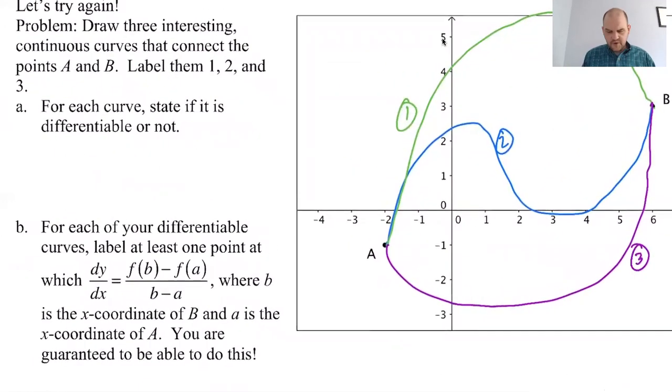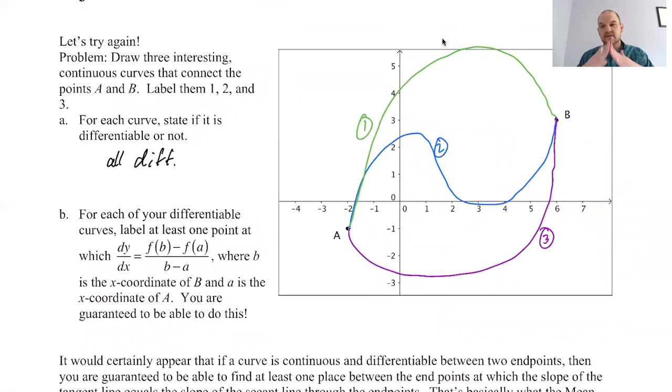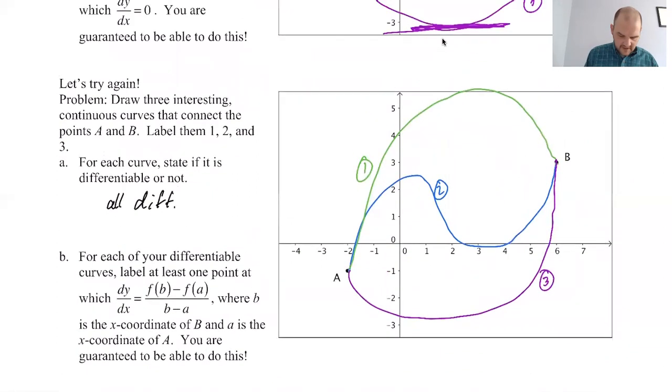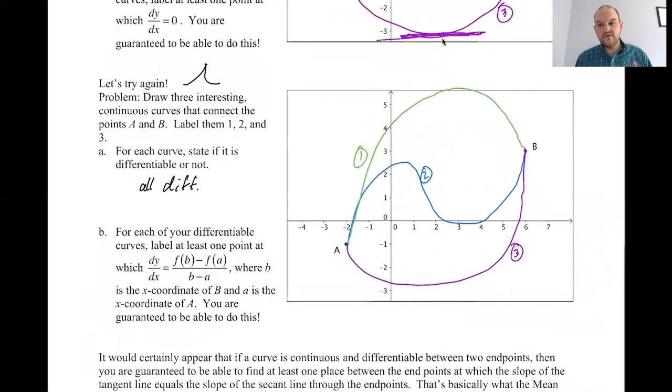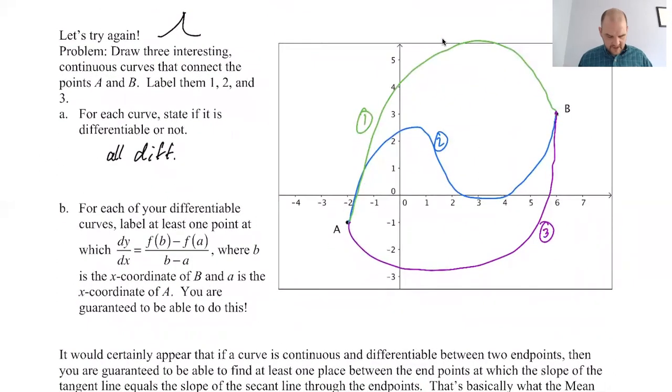State if it's differentiable. They're all differentiable because that was the choice that I made. They're all differentiable, right? No sharp turns, no cusps. So a cusp, remember, looks kind of like that. None of those. All right, so now what's this saying?